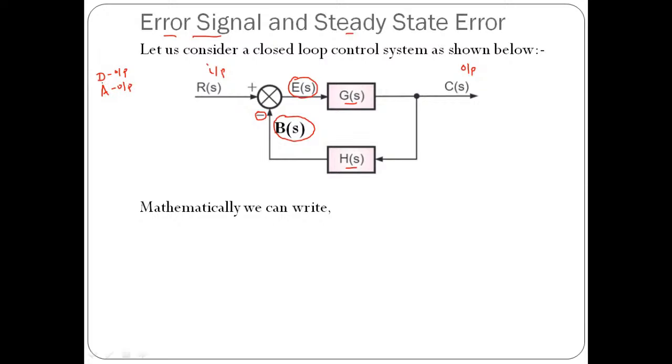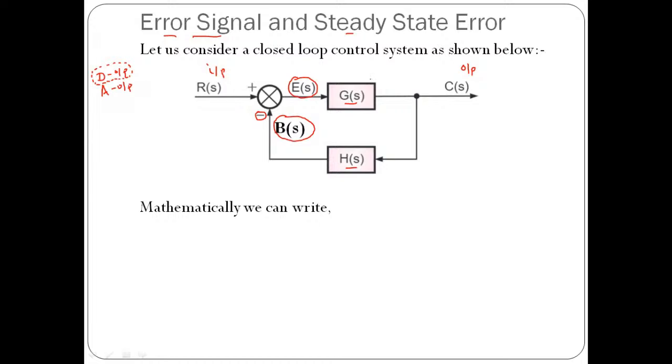Desired output means what? The output for which the system is designed. Actual output means the output which is produced by that particular system at that particular instant when it is excited by some kind of input.